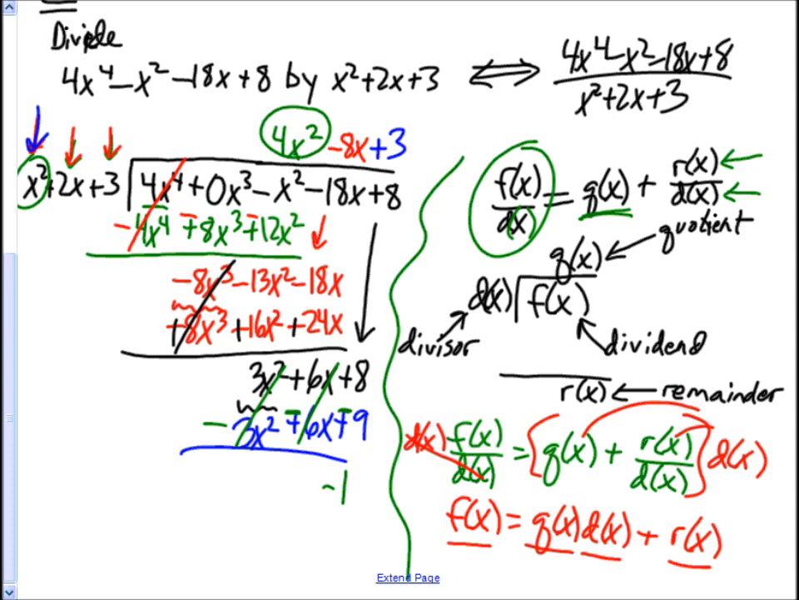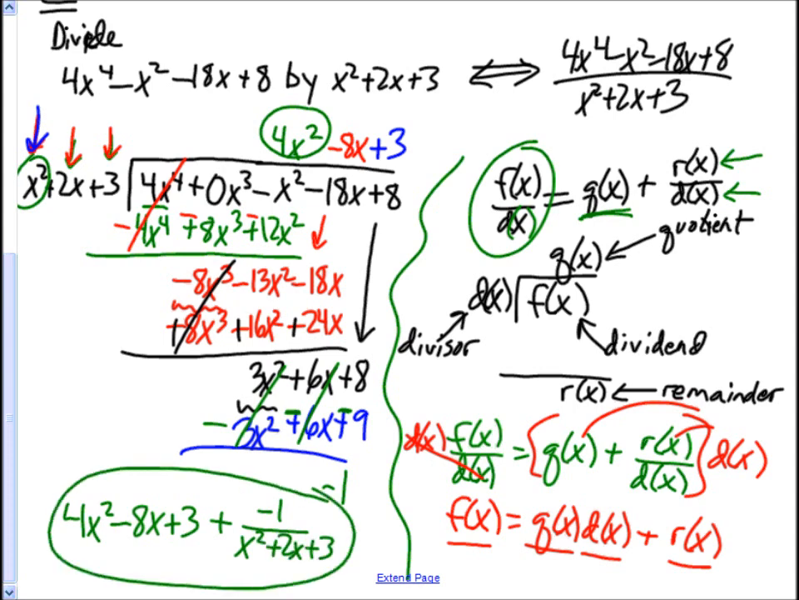So our answer becomes 4x squared minus 8x plus 3 plus remainder over divisor, x squared plus 2x plus 3. That is our answer, okay? That's how you do polynomial long division.